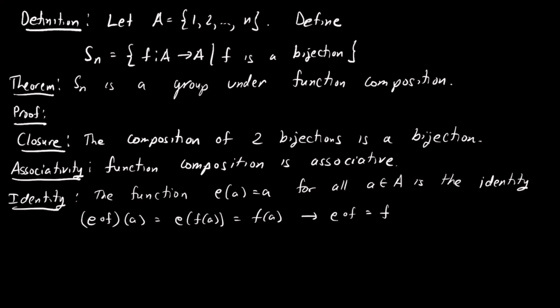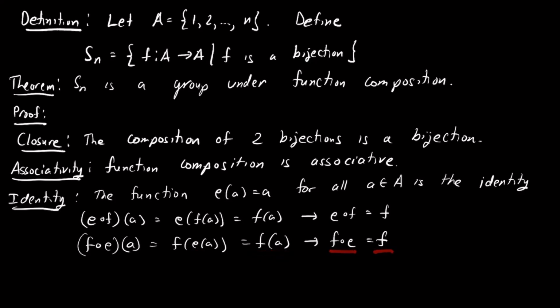So let's check this. I know that e composed with f of a is just e of f of a. And now I know f of a is an element of A. So e of this element of A is just that element of A, which is f of a. So I get that e composed with f is equal to f. And similarly, the other way, f of e of a: I know that e of a is equal to a, so I just end up with f of a. So this tells me that f composed with e is also equal to f. So I see that e is the identity.